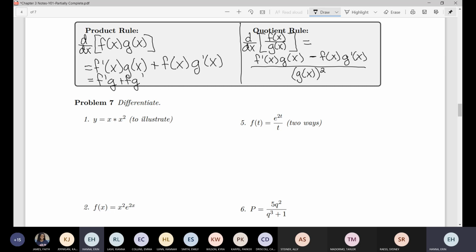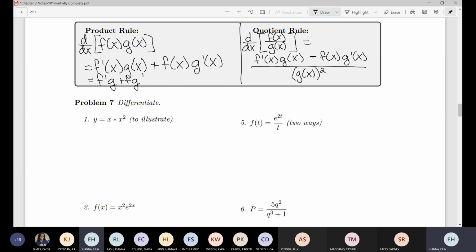Some people will say that as low d high minus high d low all over the square of what's below. I didn't learn that until college, and I took, no wait, yeah, no, it was college, Calculus 3. Someone finally said that to me, and I was like, excuse me? What is that? Because I just memorized it as f prime g minus fg prime all over g squared. So I just use f's and g's and forget about the of x's because those are tedious.